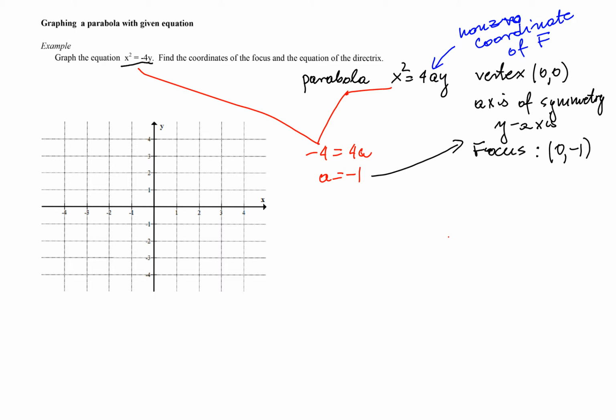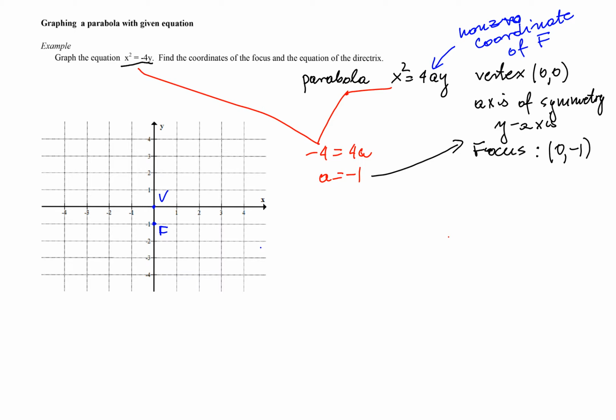So if we plot those 2 points, here is the vertex and here is the focus, we know that our parabola will open down because the parabola starts at the vertex and goes in the direction of the focus.